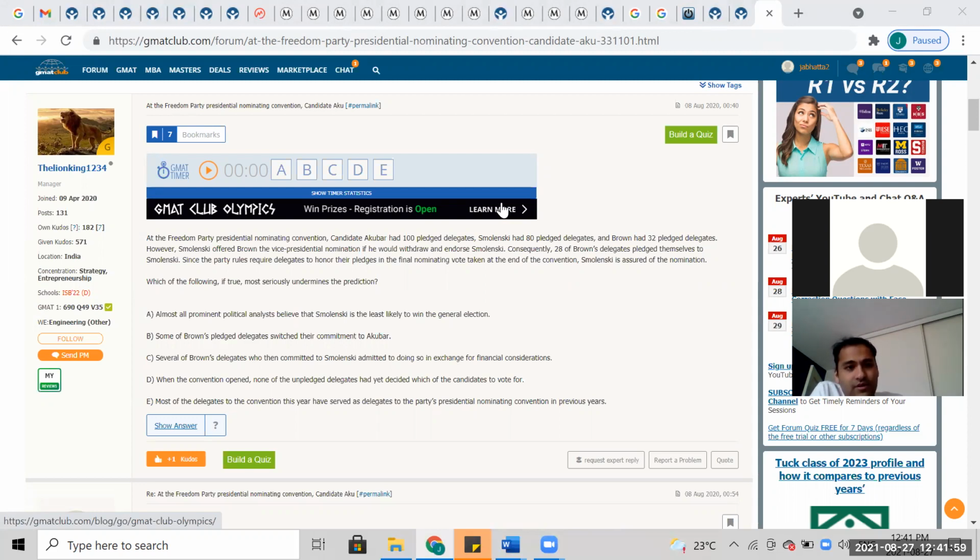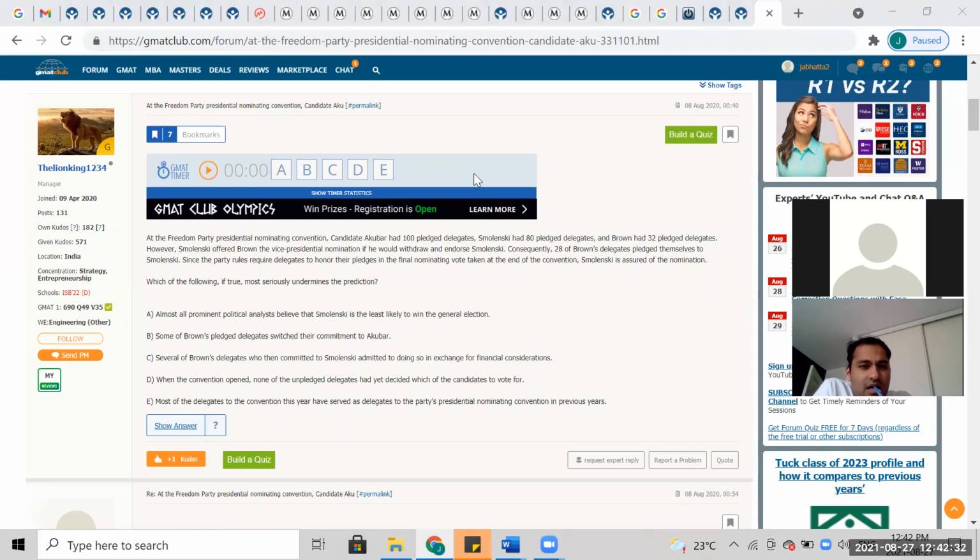Since the party rules require delegates to honor their pledge in the final nominating vote, Smolensky is assured of the nomination. Which of the following, if true, is the least likely to be important? Brown's delegates switched their commitment to Smolensky. Several of Brown's delegates committed to doing so in exchange for something important.